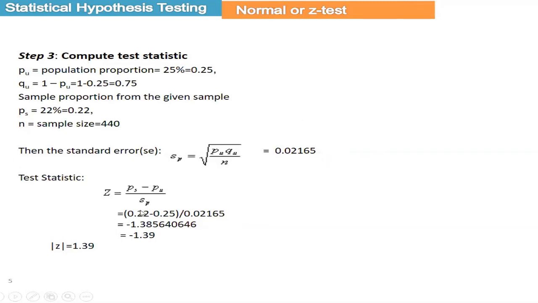Then our test statistic will be, with this formula, Z equals PS minus PU divided by the standard error. If you put PS equal to 0.22 and PU equal to 0.25, divided by the standard error we calculated, 0.02165, we get minus 1.3956, but we round it to minus 1.39. For the two-tail test it may be minus or plus, but we have to take the absolute value; only the positive value is considered. This is step 3.